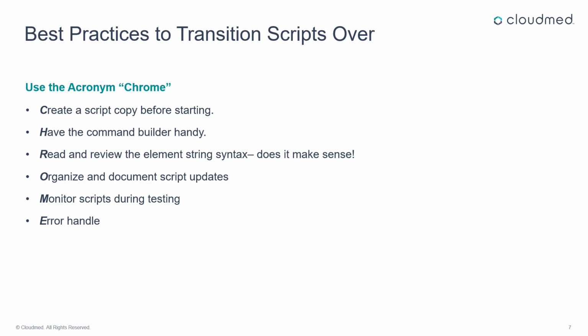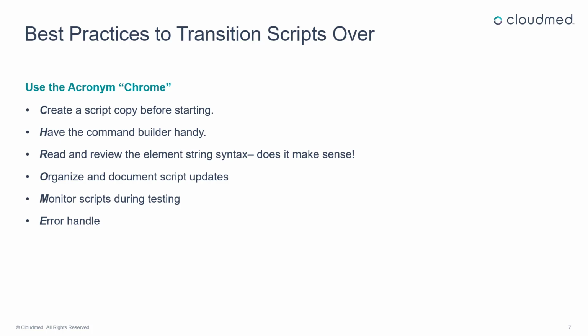So lastly, we're going to talk about some best practices for transitioning over your scripts. And it's pretty easy to remember. The acronym that we chose to use is CHROME. So C stands for create a script copy before starting. It's always good to just have a backup in case you need to revert back to a previous version of what your script looked like before, or if you just want to log and keep track of any of those changes that are made to the script.